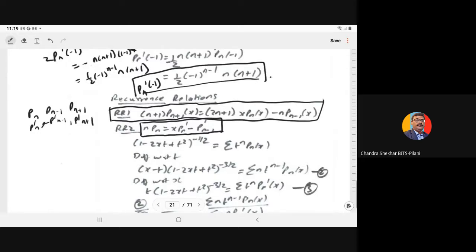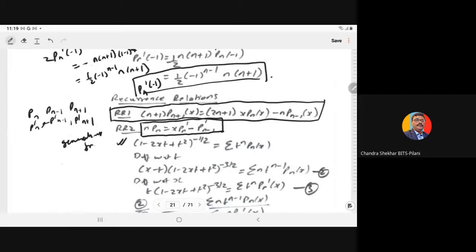From the given Legendre polynomial, using this we can derive other order polynomials also. To prove this, we start from the generating function. So here we have the generating function. What is the generating function?